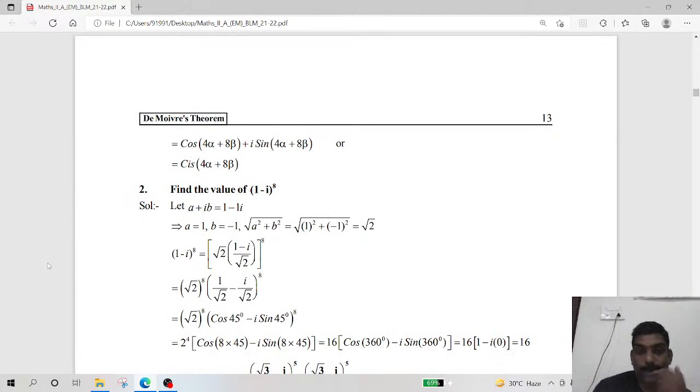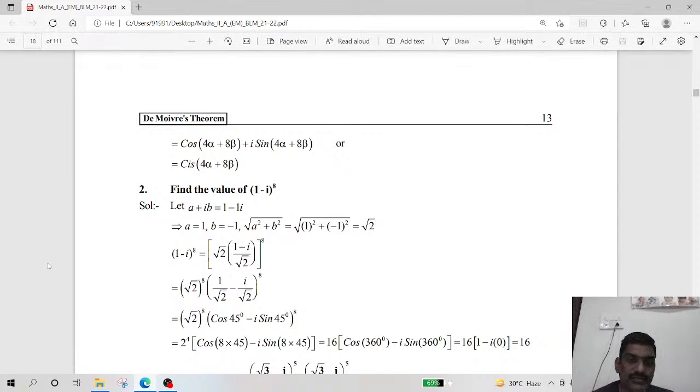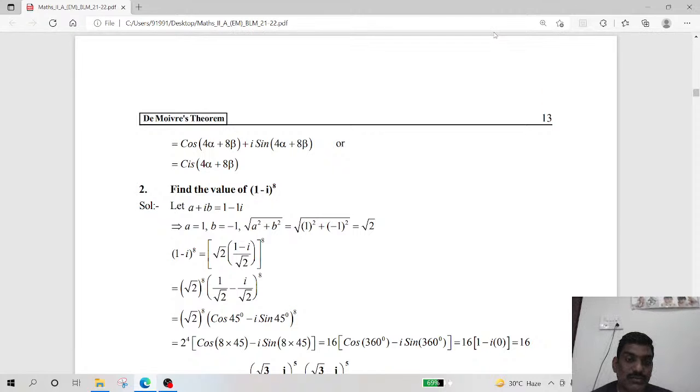Next one, find the value of 1 minus i whole to the power of 8. So let us take 1 minus i as a plus ib. Then if we calculate the modulus of 1 minus i, what are we getting? Square root of 2. So 1 minus i whole to the power of 8 is nothing but square root of 2 times 1 minus i by square root of 2, whole power 8.